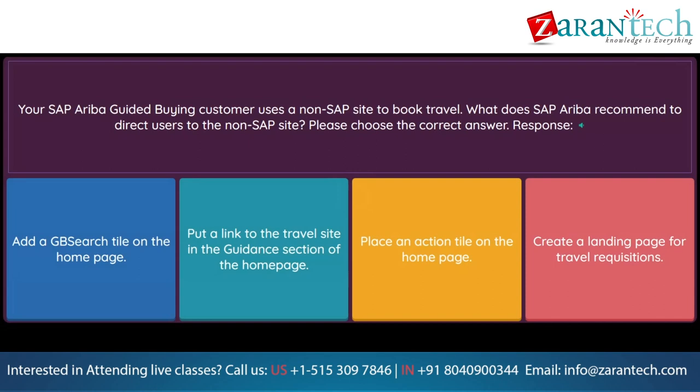Question: Your SAP Ariba guided buying customer uses a non-SAP site to book travel. What does SAP Ariba recommend to direct users to the non-SAP site? Please choose the correct answer. Response: Option 1: Add a GB search tile on the home page. Option 2: Put a link to the travel site in the guidance section of the home page. Option 3: Place an action tile on the home page. Option 4: Create a landing page for travel requisitions.